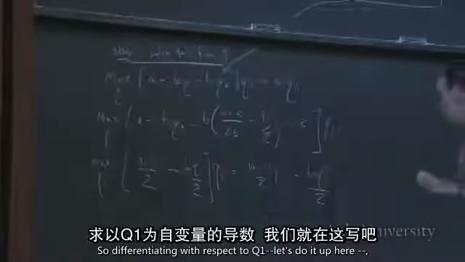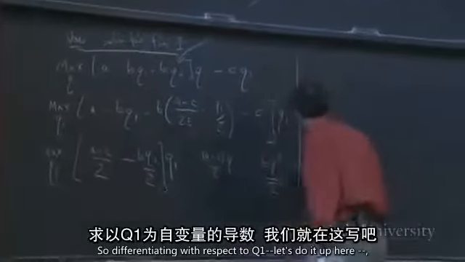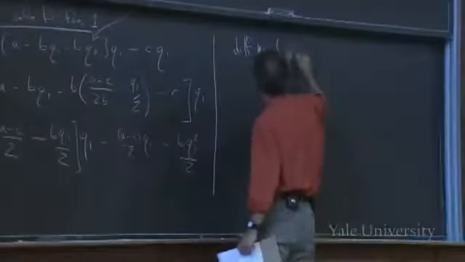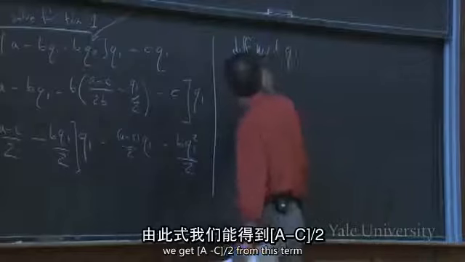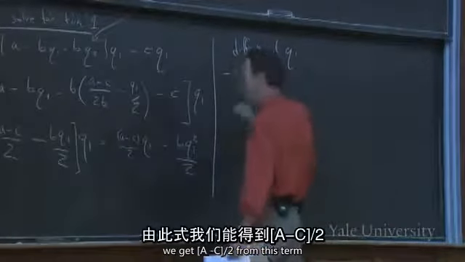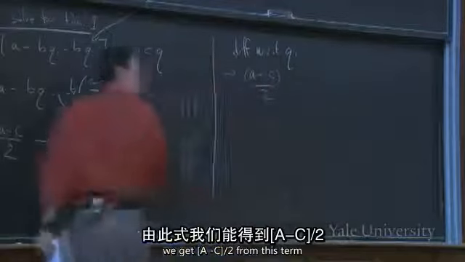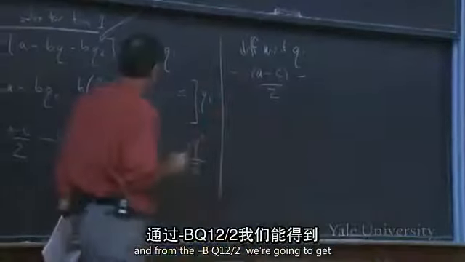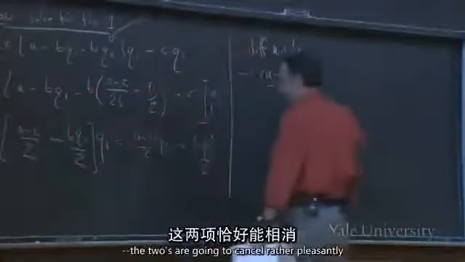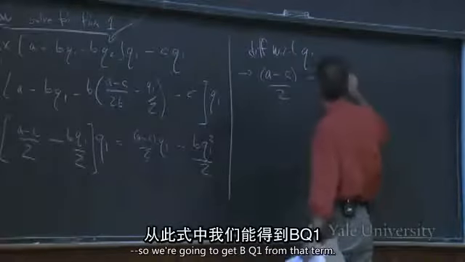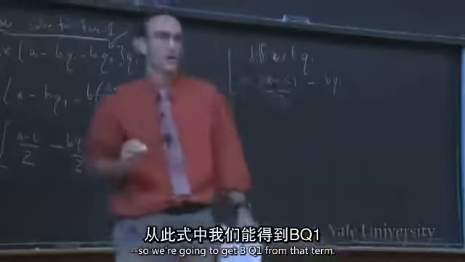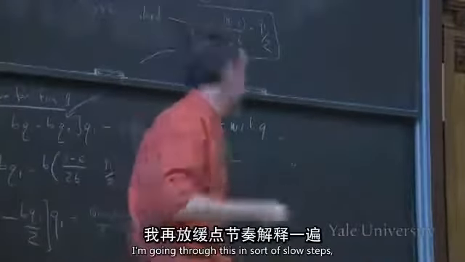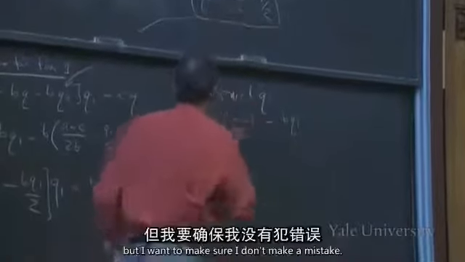OK, so differentiating with respect to Q1, we get (A minus C) over 2 from this term. And from the minus BQ1 squared over 2, the 2's are going to cancel rather pleasantly, so we're going to get BQ1 from that term. All right, everyone with me so far? I'm going through this in slow steps. I agree it's not exciting, but I want to make sure I don't make a mistake.